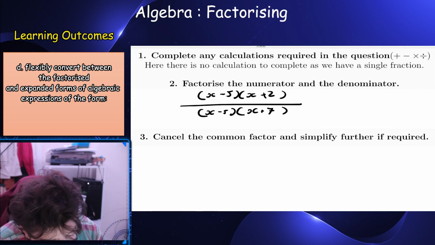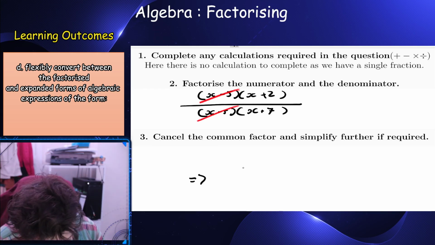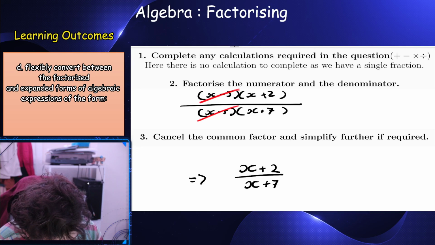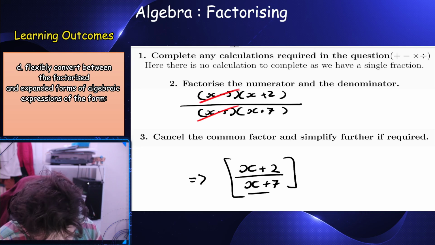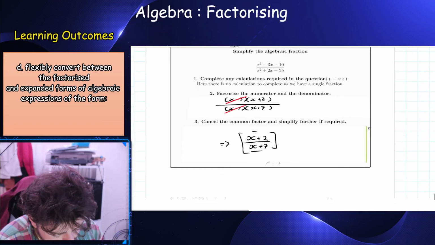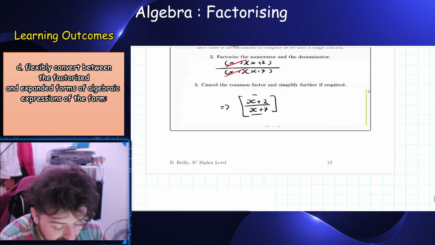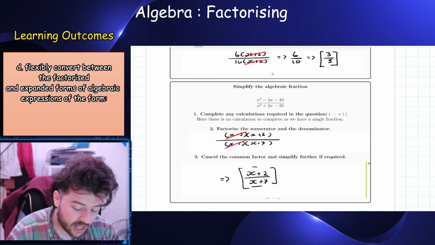Then I just cancel out any common terms. So I have an x minus 5 in common in both. Therefore, my final answer is going to be x plus 2 all over x plus 7. And that is my final answer there. Right, and that is how to simplify an algebraic fraction by factorizing.